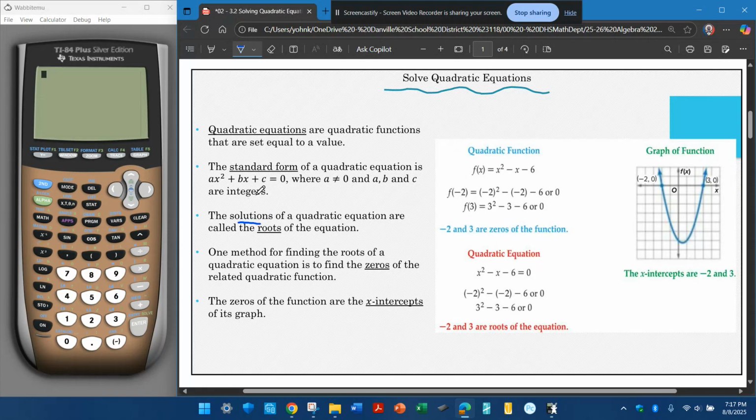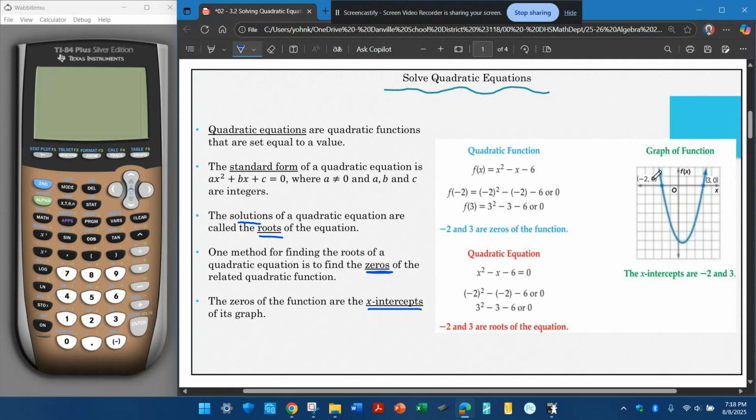These solutions of quadratic equations are also called roots. And one of the ways that you can find roots is by finding the zeros. And the zero is also known as the x-intercept. So kids, in math, we're annoying. We have multiple words to say the same exact thing. If you're looking for a solution to a quadratic function, then you're looking for something called a root, but the root is also known as a zero, and you know it as an x-intercept.